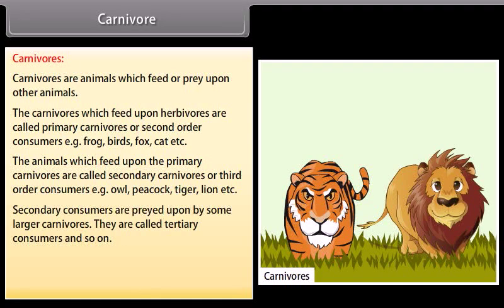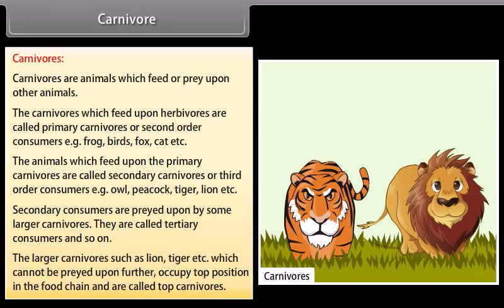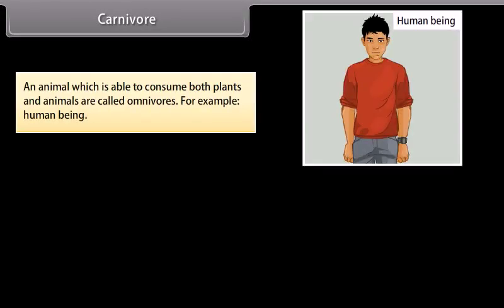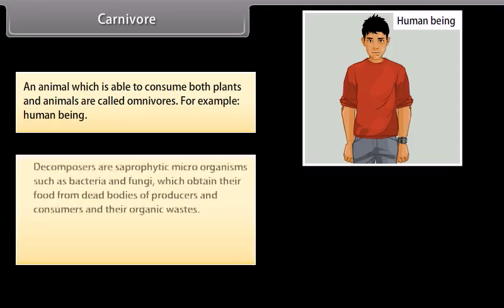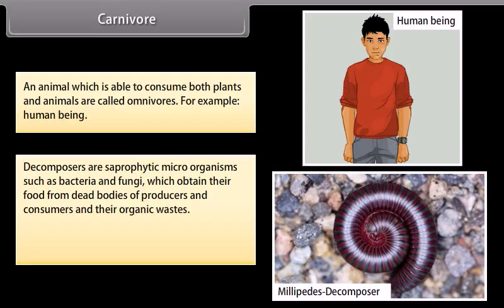Secondary consumers are preyed upon by some larger carnivores. They are called tertiary consumers and so on. The larger carnivores such as lion, tiger, etc., which cannot be preyed upon further, occupy top position in the food chain and are called top carnivores. An animal which is able to consume both plants and animals is called omnivore. For example, human being.